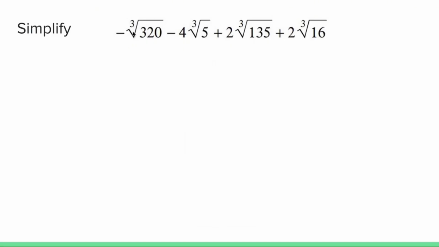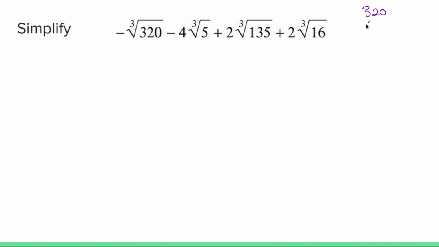Simplify negative cube root of 320 minus 4 times the cube root of 5 plus 2 times the cube root of 135 plus 2 times the cube root of 16. What we have to do is simplify each of these cube roots and see if any of them combine like they're like terms. So let's go to 320.